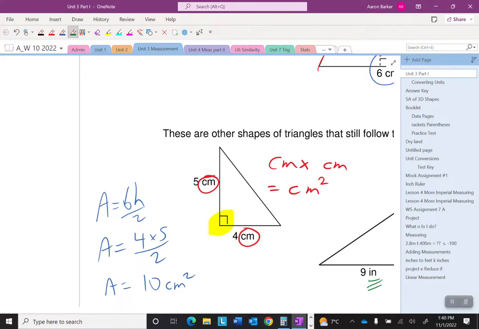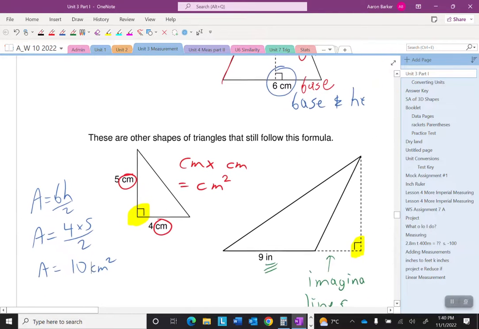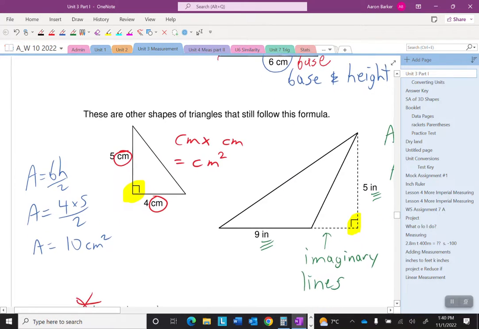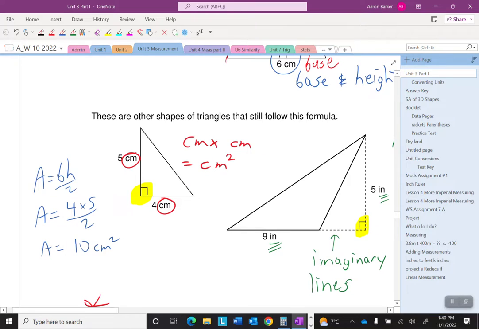Okay, the next question we have dashed lines. Okay, those dashed lines are imaginary. So there we have imaginary lines. We have to have those to show you what's the base and the height. The imaginary lines here help us see the height is 5, and that's why they needed to use them. Okay.